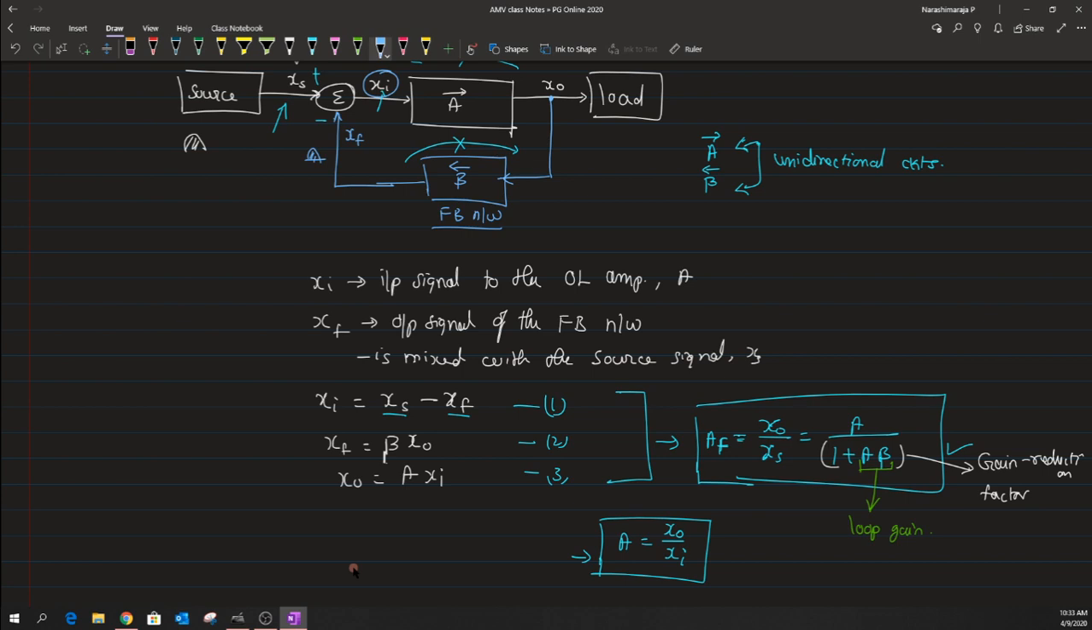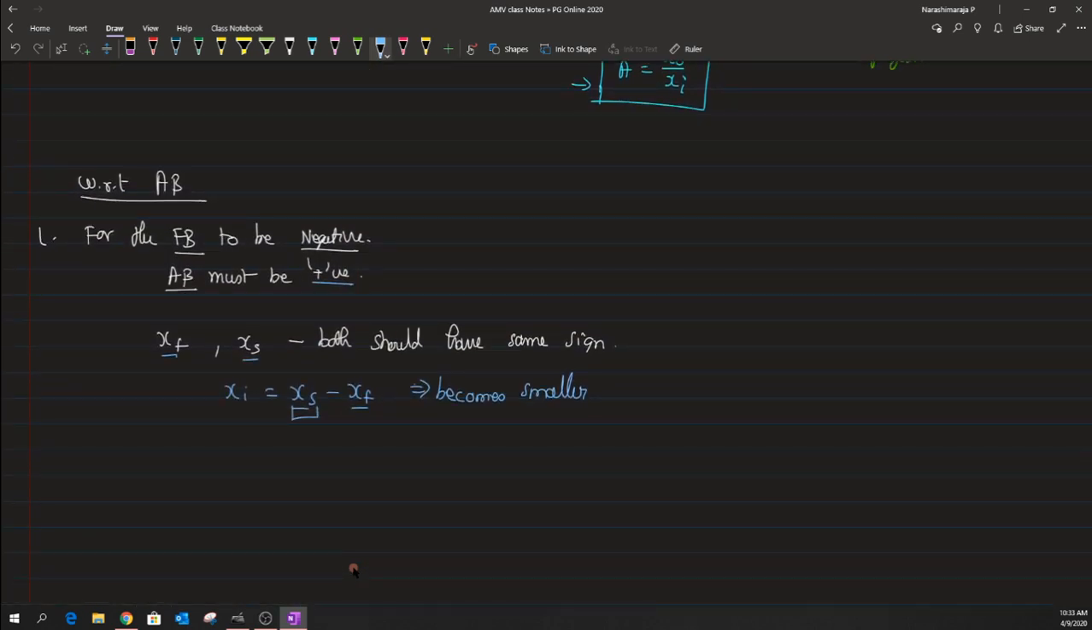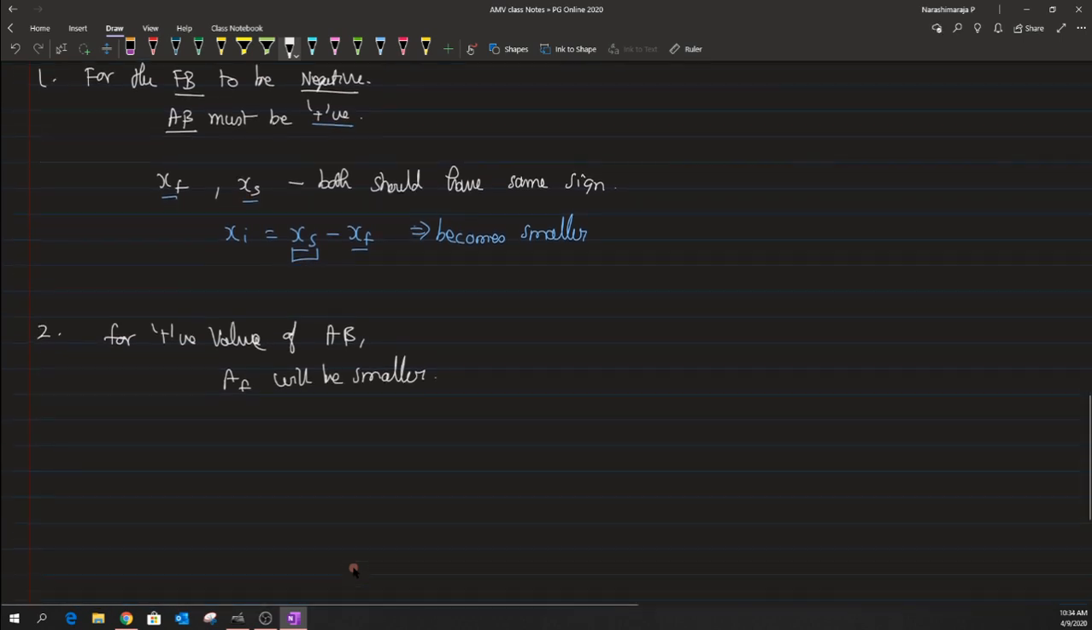I think I can talk about it when we discuss the same quantity. Let me talk about it in much more depth. So let me move on to the second point with respect to the loop gain. The second important point is that for a positive value of this a beta, the feedback gain, which is AF, will be smaller. It will always get reduced by this gain reduction factor.